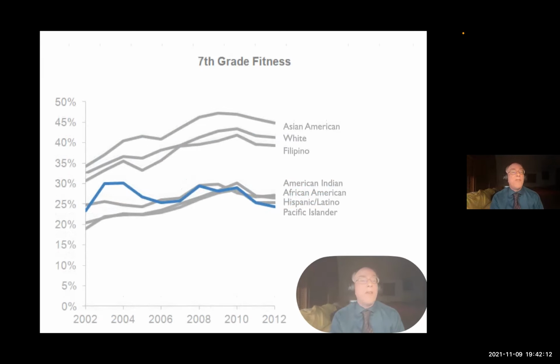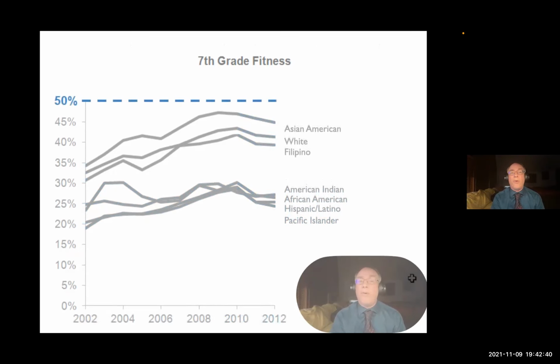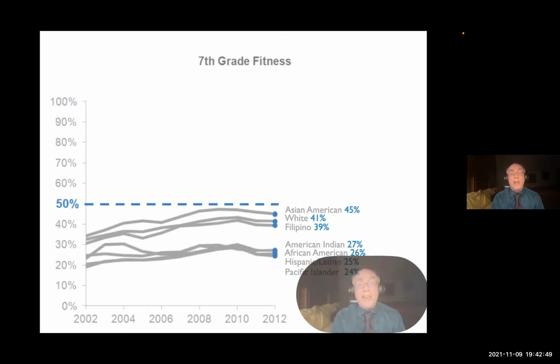Here's the first story. From 2002 to 2012, Pacific Islanders have seen practically no change. Or you could have the story, note the gap between the two groups. Or you can show the overall improvement over the last 10 years. Or you could emphasize the decline among all the groups since 2010. Or you can point out that among all the groups, less than half of 7th graders meet the fitness standards. Or you could really emphasize the gap to achieve 100% of 7th graders meeting the standards.